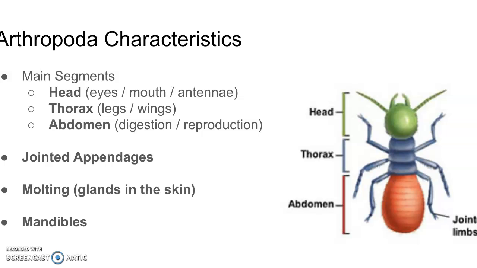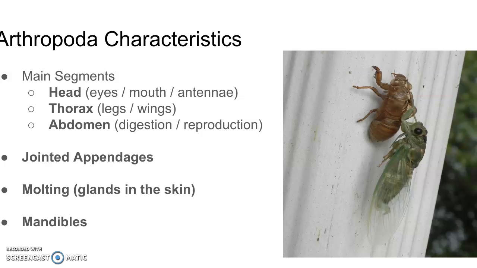And the last thing is they have mandibles, which are basically little teeth or appendages in the front of the mouth to be able to process and digest and break down food. Okay, so here's one insect attacking the other.